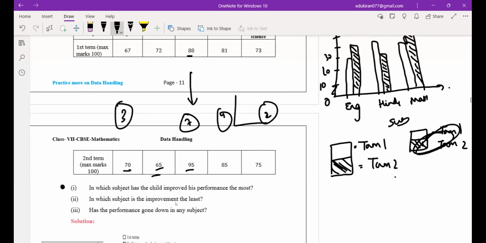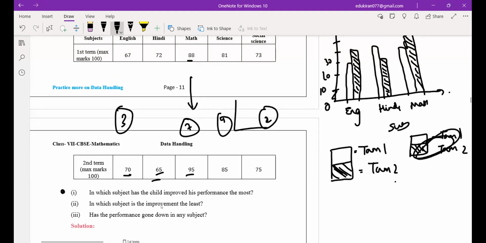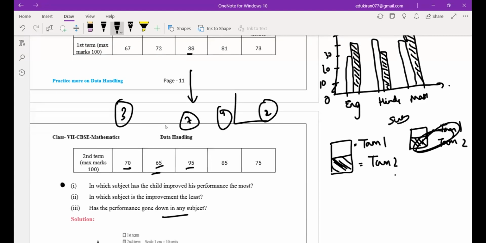Now, has the performance gone down in any subject? Wait, first, in which subject is the improvement least? Improvement is there, but it is the least. Social science, yes, right. And which subject has gone down? Hindi, right? So this is how you have to answer your questions.